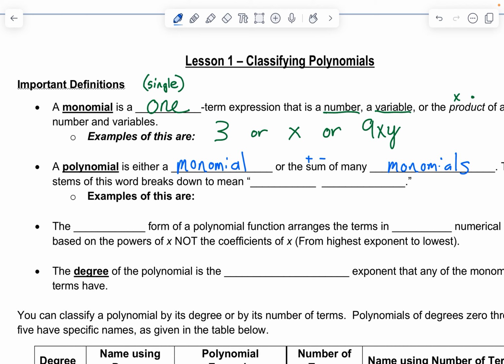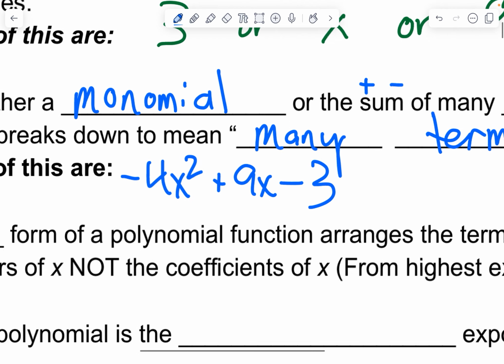The stems of the word polynomial break down to mean many terms. Terms is a word that we've used a couple times before. Obviously, you remember combining like terms from Algebra 1. We talked about terms when it came to factoring, okay? So the terms are the different monomials separated by your plus and minus. For example, and this will be pretty random, if I have negative 4x squared plus 9x minus 3, this would be considered a polynomial.